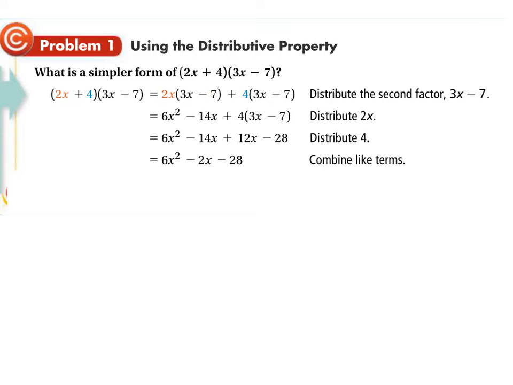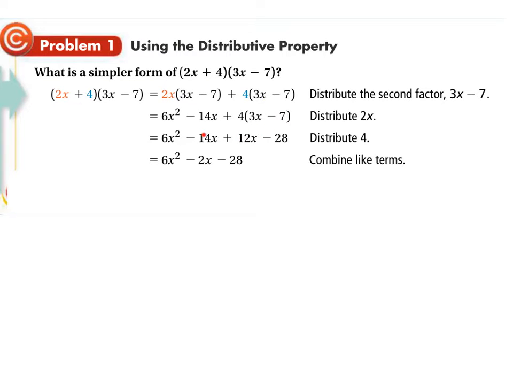2x times negative 7 is negative 14x. And they've just done the distributing on the 2x there to get that. Now on this line, they keep this still what it was up on this past line, and this one they're going to distribute 4 times 3x, 12x. 4 times negative 7, negative 28.